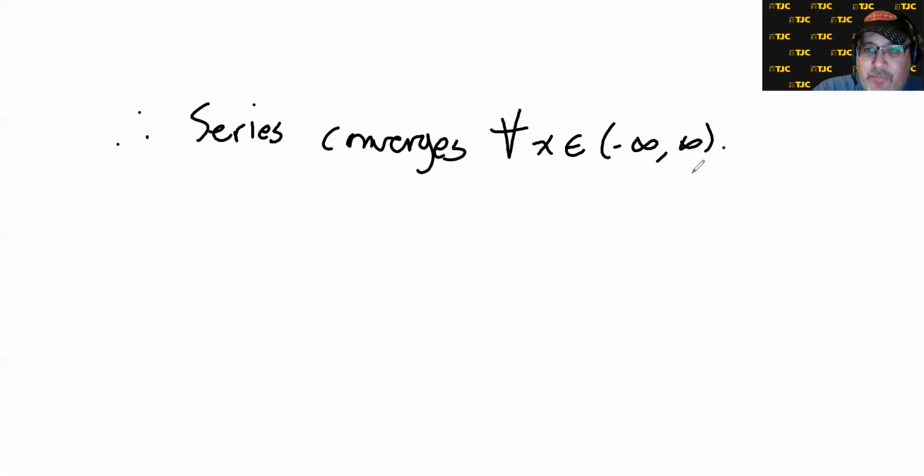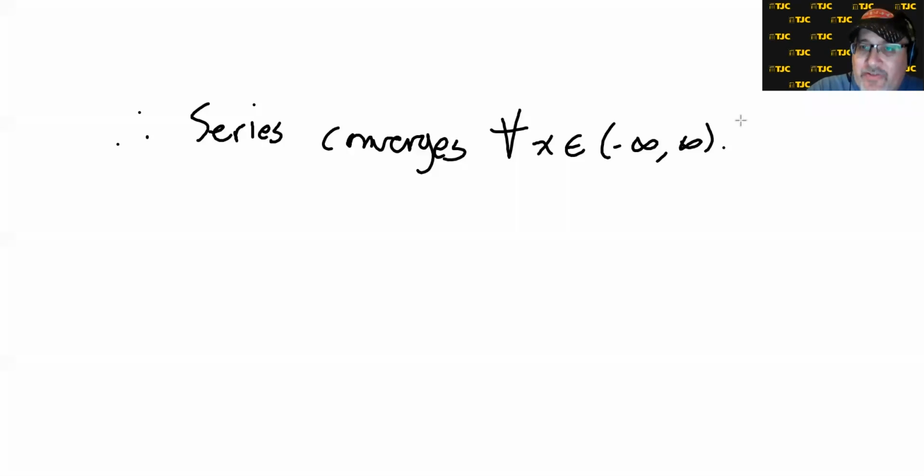If you're wondering what's up with this symbol, I invite you to go back and watch the previous video, but in short, it's a symbol for the phrase "for all," or equivalently "for every." So the series converges for all x's, an element of that interval.